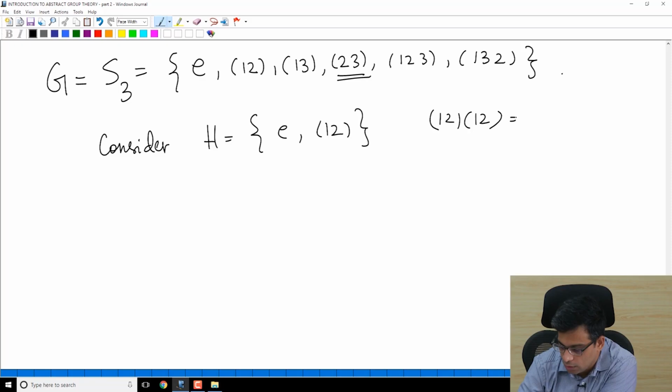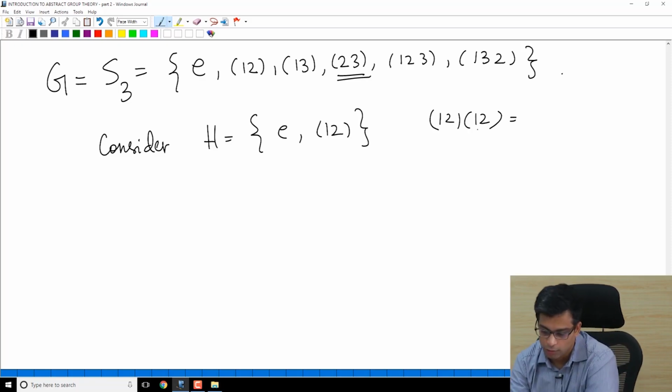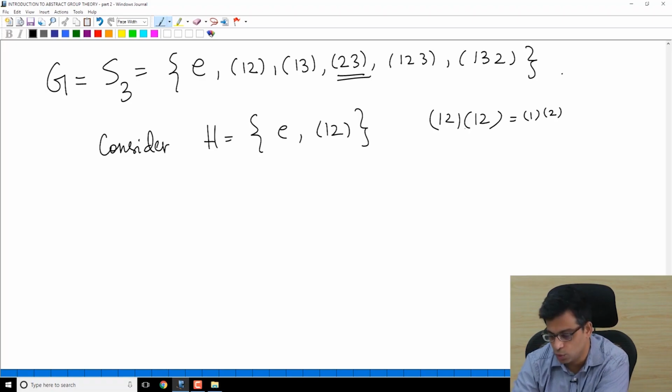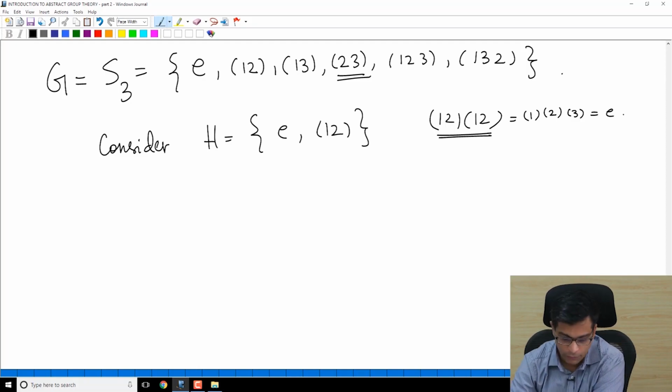So for example, under the product, where does 1 go? 1 goes to 2 under the first element, then 2 goes to 1 under this. So 1 goes to 1, so there is no need to write it. If a number is not there, it is basically by itself within the bracket. 2 goes to 1 under the first function and 1 goes to 2. So 2 goes to 2 under the product. Similarly, 3 goes to 3. So this is E. Okay.